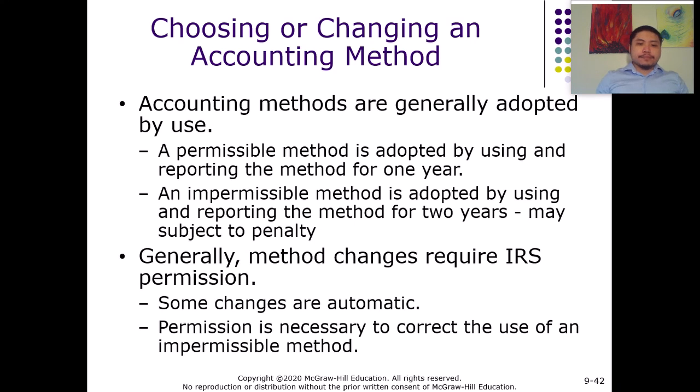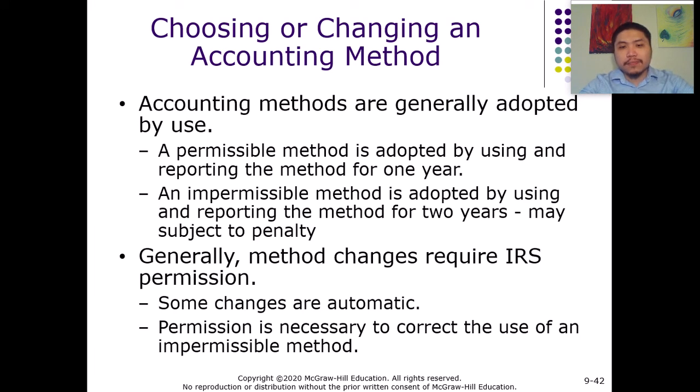All right, and this is going to be the last topic that we're going to talk about in these chapters, right? So, choosing and changing an accounting method. As we have talked, there are some methods that, depending on the type and characteristic of the businesses, taxpayers can choose from different methods, right?